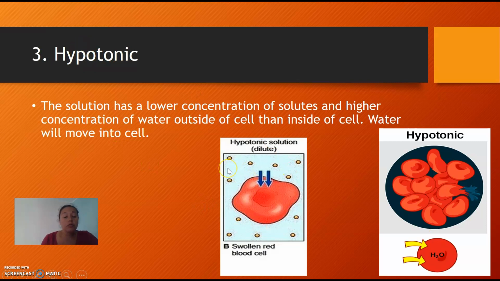So this would be if you had too much water. You have a low concentration of solutes on the outside versus water. So you have a lot of water on the outside, and high to low, it's going to go in your cell. The water is always moving from high to low concentration. So your red blood cells will become swollen.